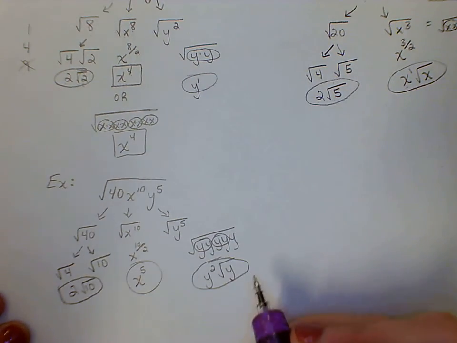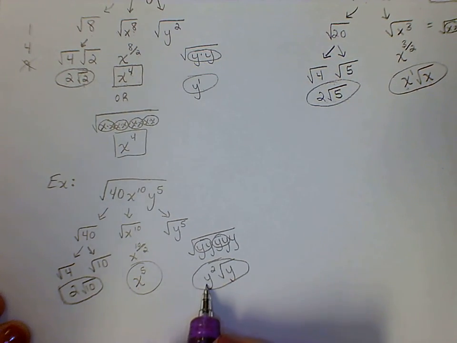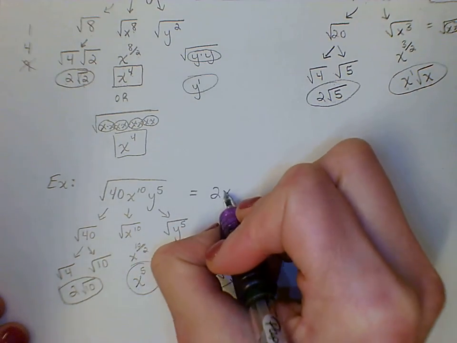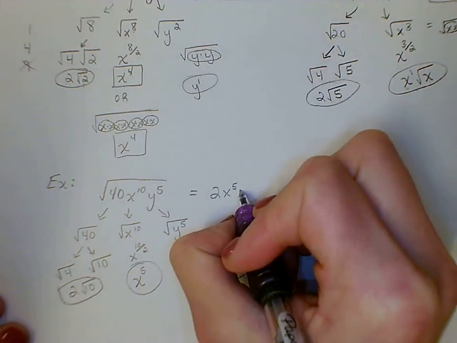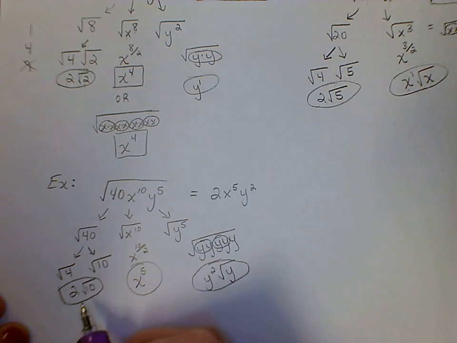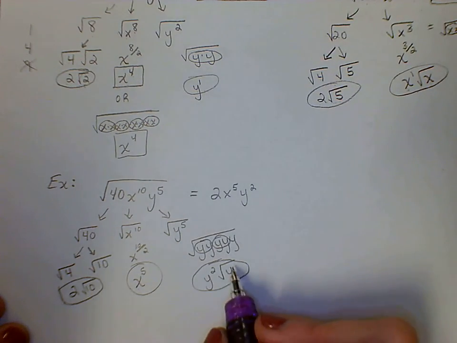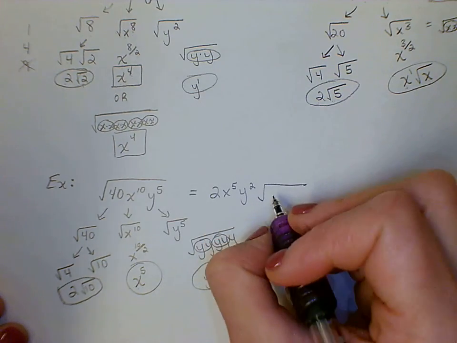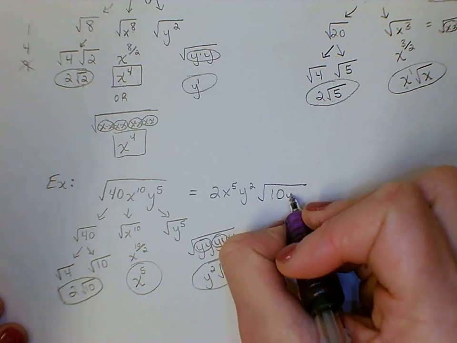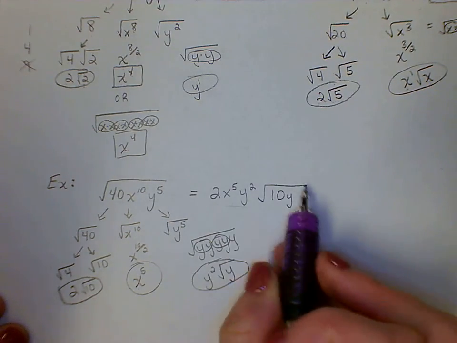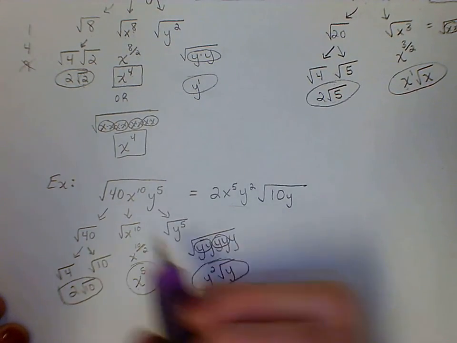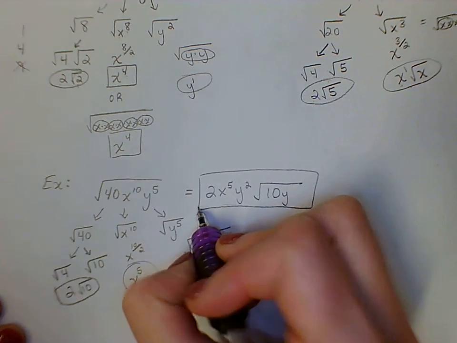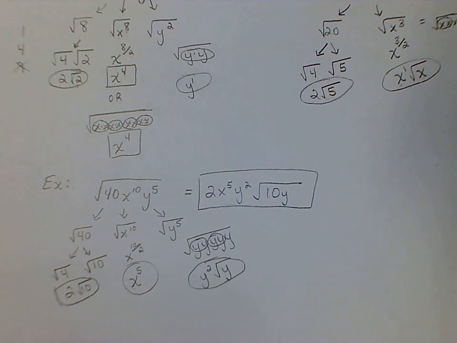And then you just put it all together. So anything on the outside goes together. So on the outside we'd have a 2, x to the 5th, y squared. And then on the inside you had a square root of 10, and then you had a square root of y. So you put those together underneath the radical. So it'd be a 10 and y. So that is what you get when you simplify this. And remember, with simplifying radicals, you do not want to end up with a decimal. So there you go.